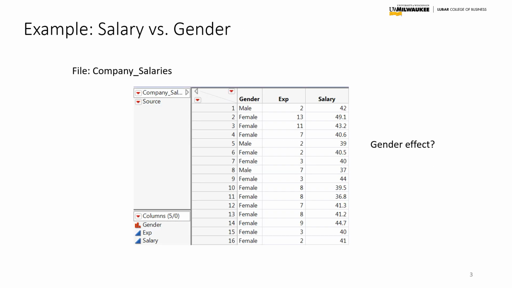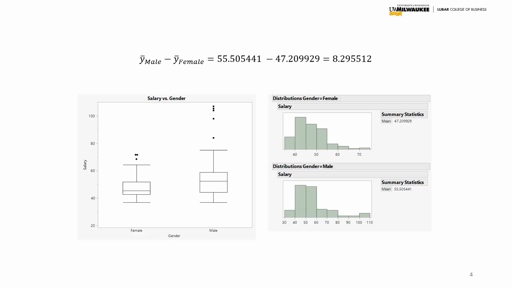Consider this application in which we have information on the salaries of employees along with the gender and the number of years at the company denoted as experience. First question we could ask, is there a gender effect in terms of salary? Here we have a box plot of salary against the gender, and we can see that the box plot for the female employees seems to be displaced lower than the male employees.